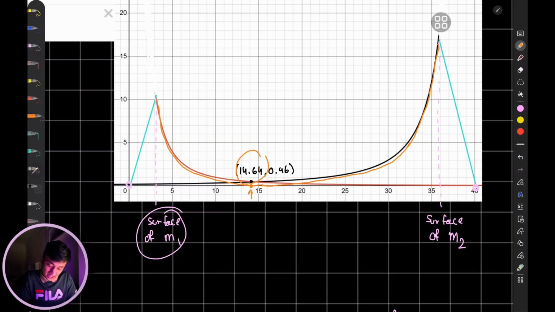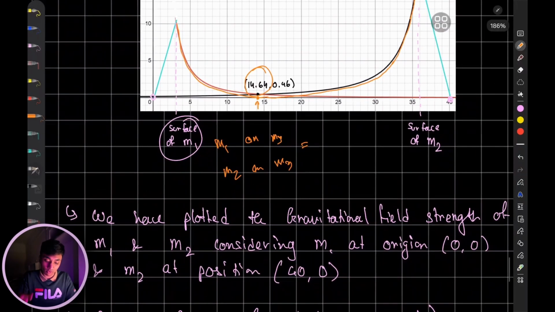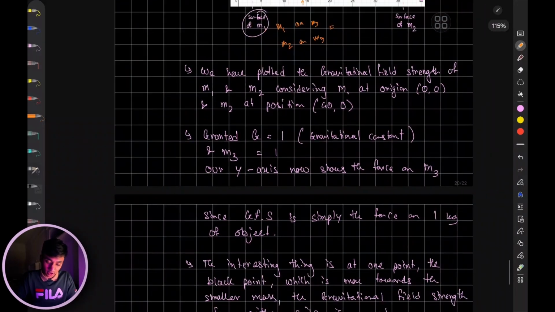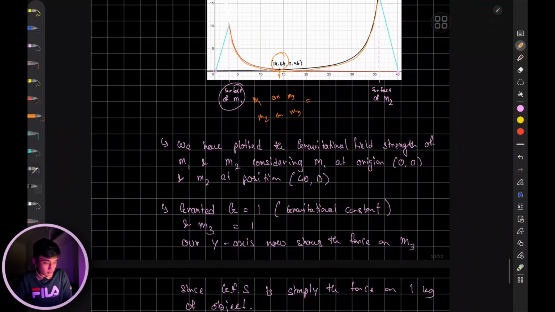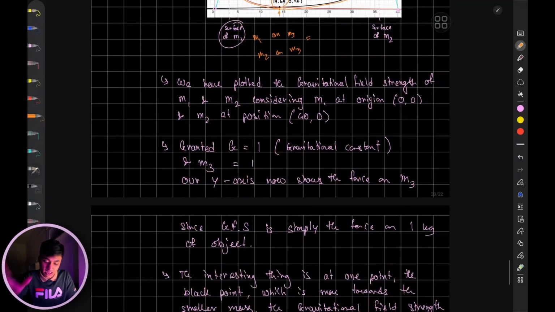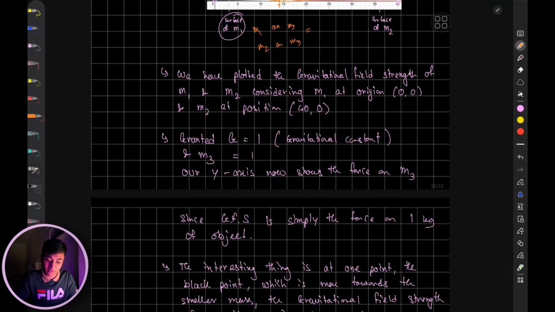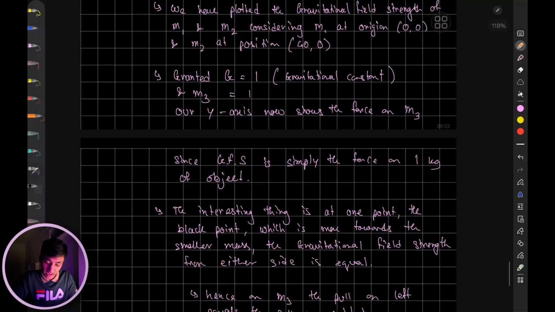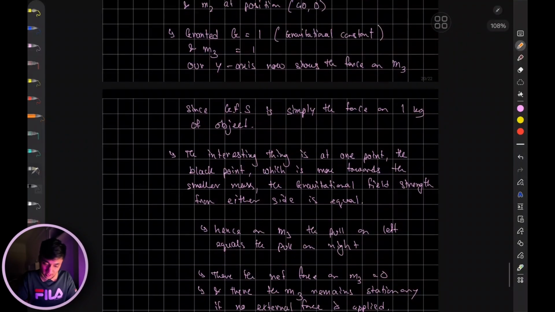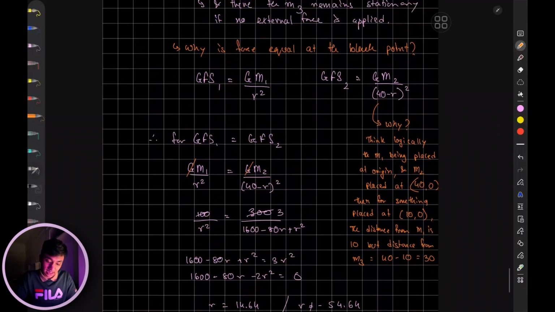Because exactly at this coordinate, the force from M1 on M3 and the force by M2 on M3 is exactly equal. How do we find that out mathematically? I've done that for you guys. If I was your teacher, I would be making some really weird and interesting maths for you guys, and this is one of the things I would ask you to solve. Anyways, so the math looks like this.